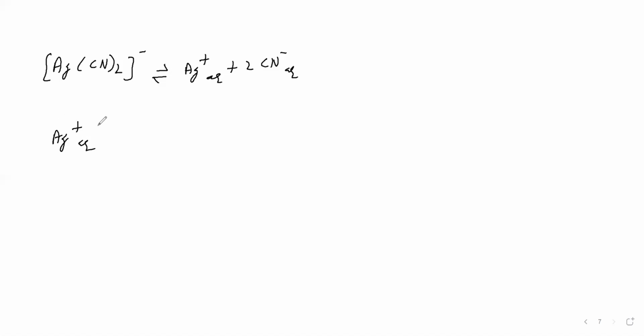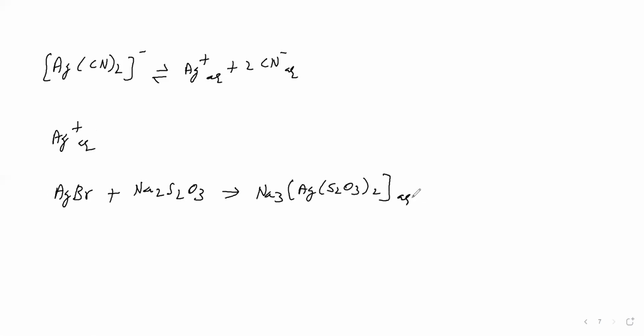Then in photography, this coordination compound is involved. Silver bromide is coated on the film roll, which is treated with a hypo solution, Na2S2O3 solution. What happens is it becomes the complex Na3[Ag(S2O3)2]. It is soluble. So using this technique, the excess silver bromide is removed from the film.